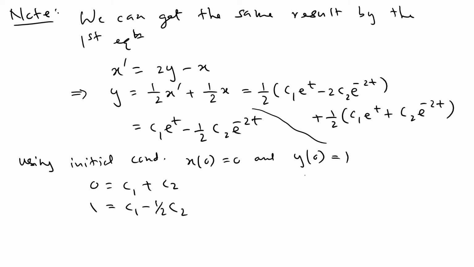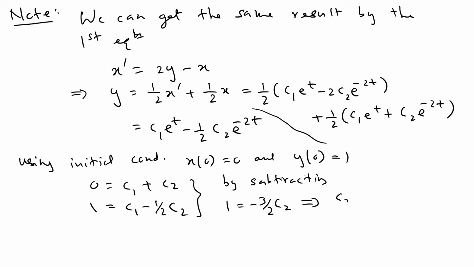That's what you get. Now the goal is to solve these two. This is not that bad. You can just subtract them first. So if you subtract, you're going to get 1 equals negative 3 half c2.